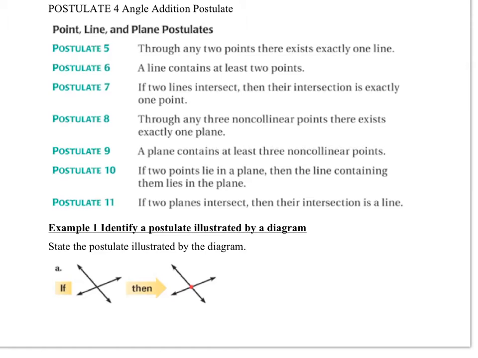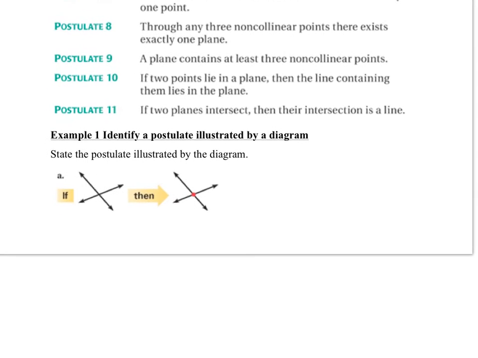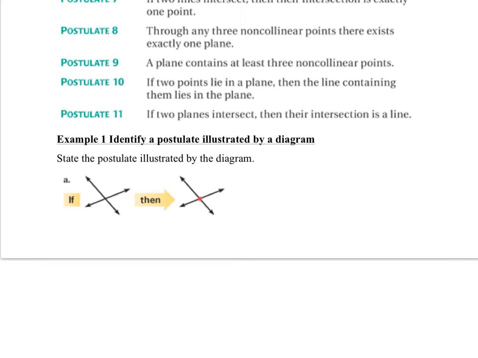Postulates for points, lines, and planes are listed here. Through any 2 points, there exists exactly 1 line. A line contains at least 2 points. If 2 lines intersect, their intersection is exactly 1 point. Through any 3 non-collinear points, there exists exactly 1 plane. A plane contains at least 3 non-collinear points. If 2 points lie in a plane, then the line containing them lies in the plane. And if 2 planes intersect, then their intersection is a line.